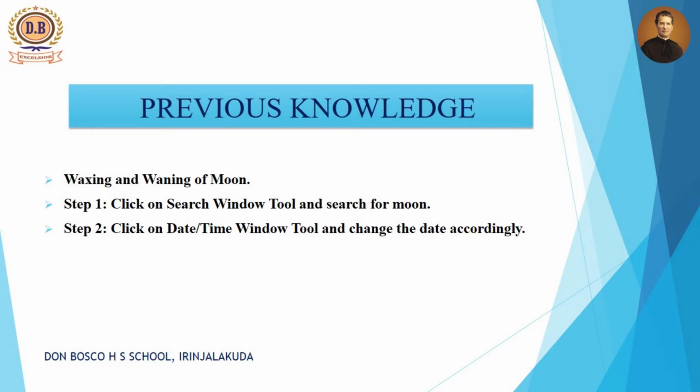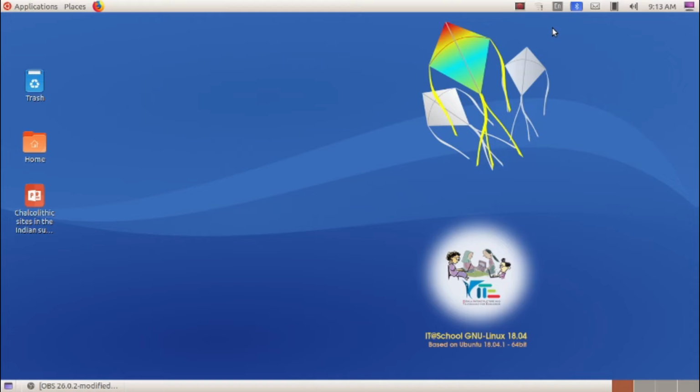Next, step 2, you have to click on date and time window tool to adjust the date. So keep on changing the date, then you can see the change in moon. The moon will be a full moon, then you keep on changing the date, then moon will become a half moon, then again you keep on changing the date, it will become a quarter moon, and so on. It will keep on changing. So I think that topic is very clear to you.